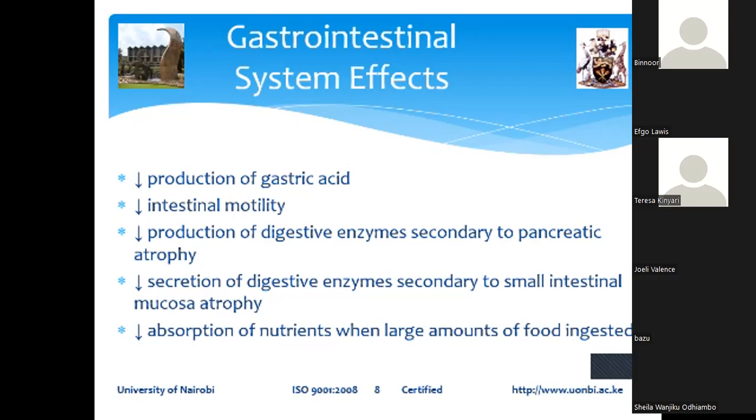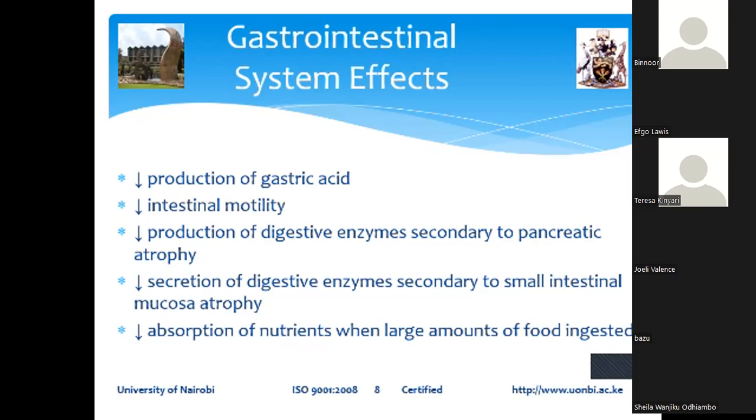There is also reduced production of enzymes, pancreatic atrophy, and decreased secretion of digestive enzymes that are secondary to small intestine mucosal atrophy. So you find the villi almost completely gone, and that also will reduce absorption of nutrients as the patient is trying to recover. Also, there is a risk of losing nutrients when large amounts of food are ingested, again because of these other factors. Reduced motility, reduced acidity, reduced enzymes ultimately will affect the absorption of nutrients.